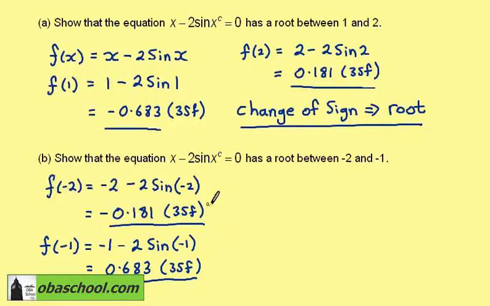Once again, we can see that we have a negative and a positive, so the change of sign implies that there is a root between minus 2 and minus 1.